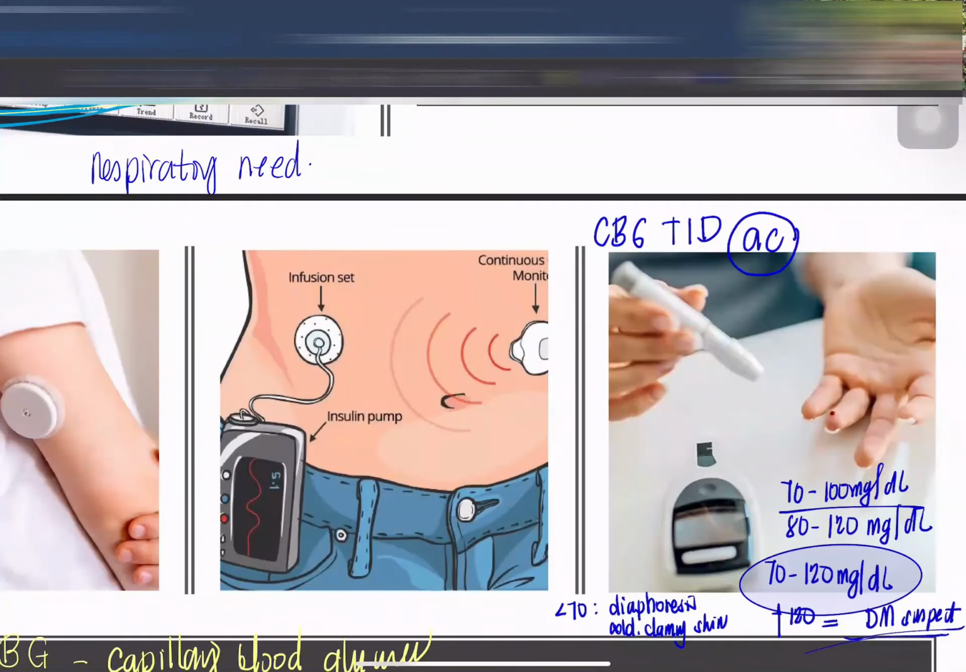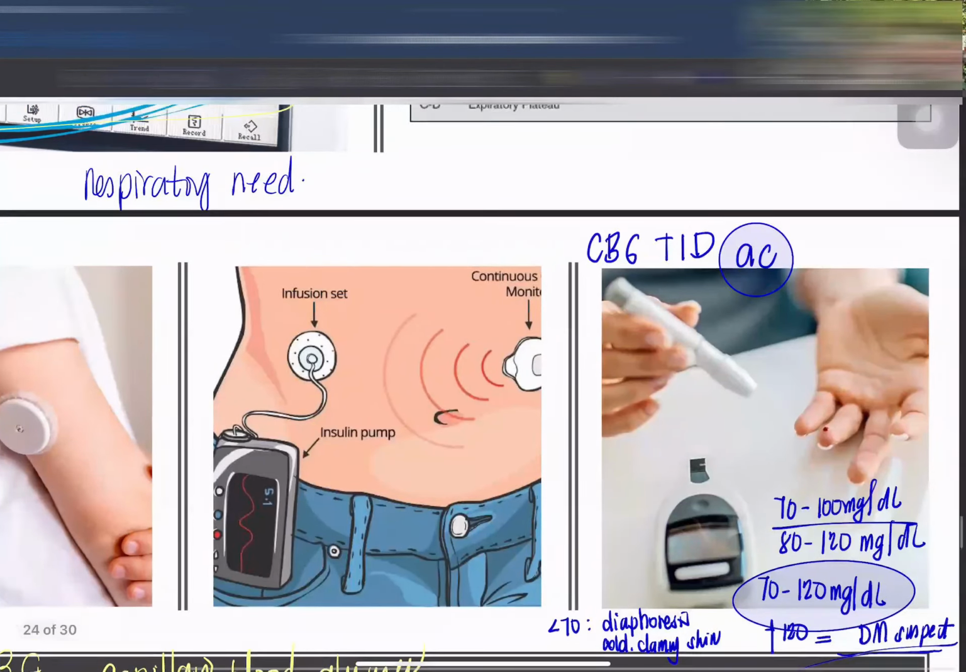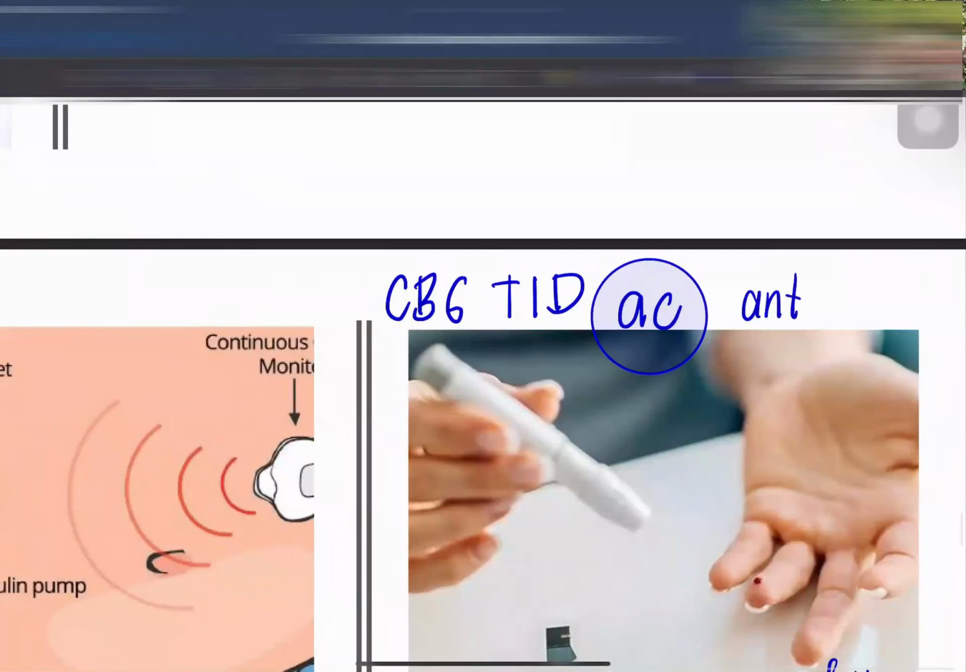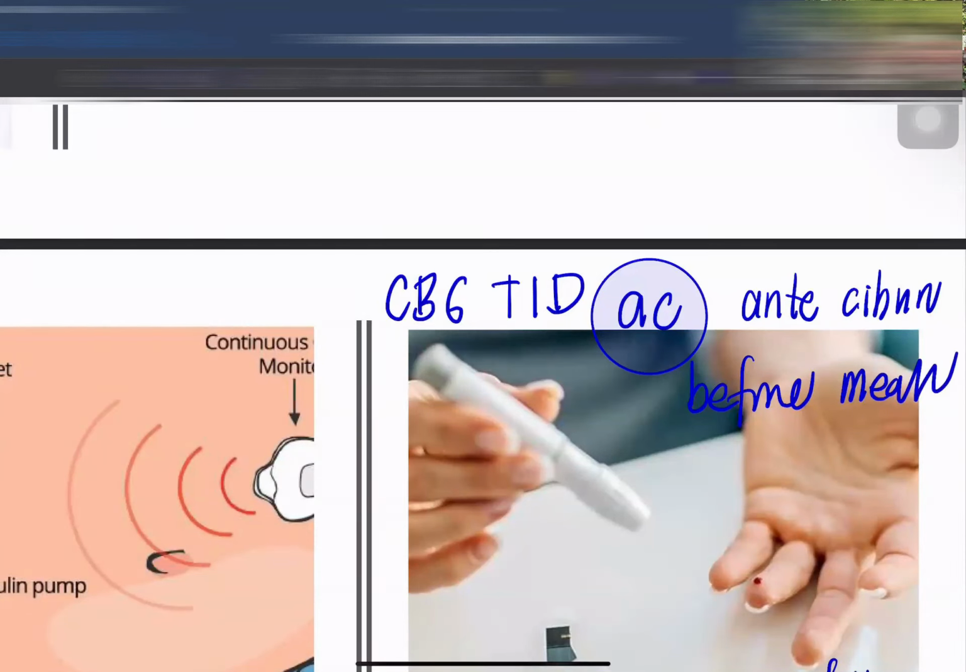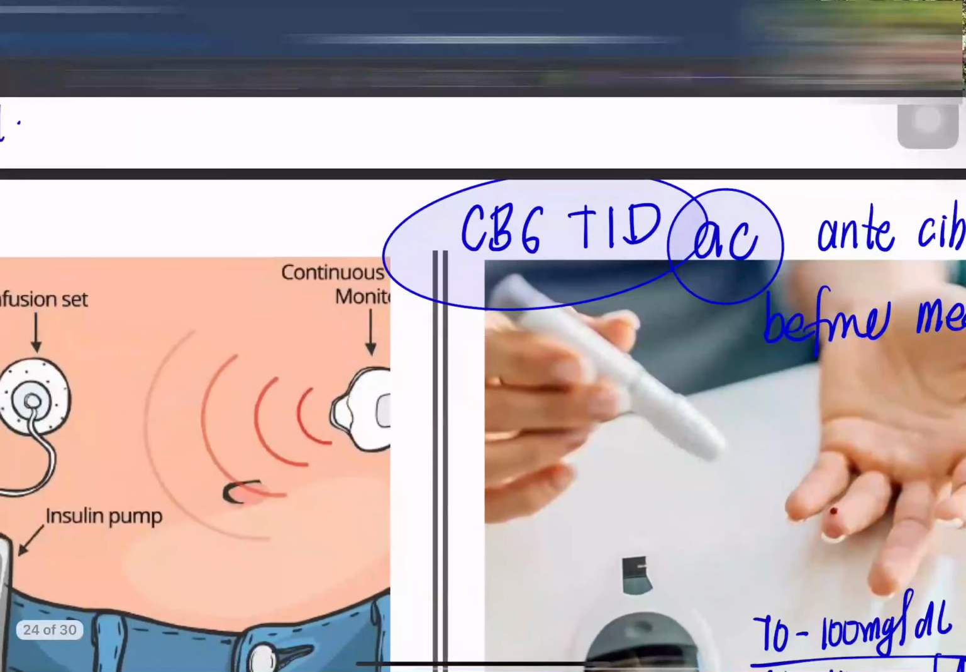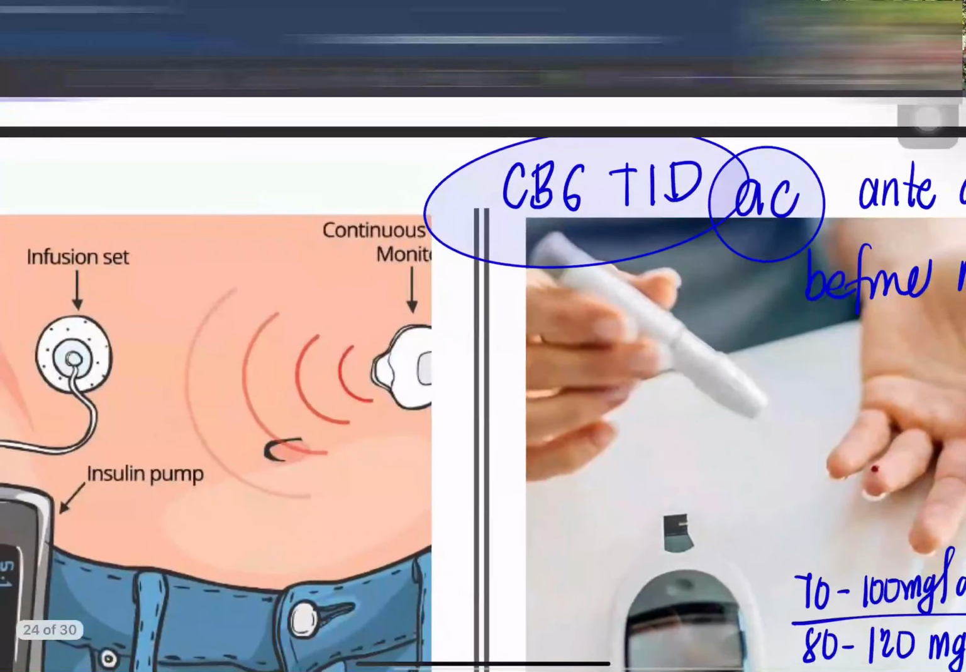Anybody who can tell me what is the meaning of AC here? Don't say air condition. Yes, Kathleen. Before meals. Very good. Your AC here, class, stands for ante cibum, or in English, before meals. So class, that is how blood sugar is usually monitored: capillary blood glucose levels 3 times a day before meals. Now, this means that before the patient eats, he will first suffer.